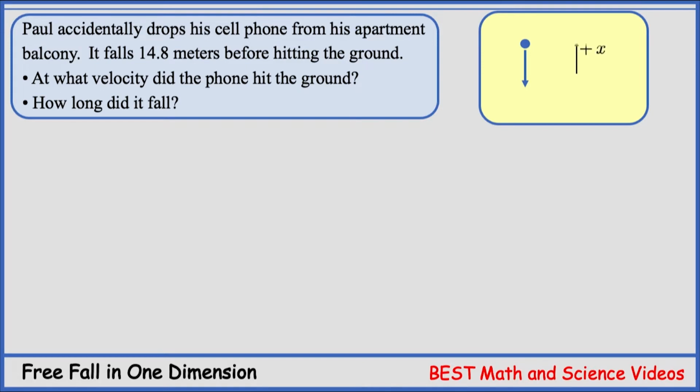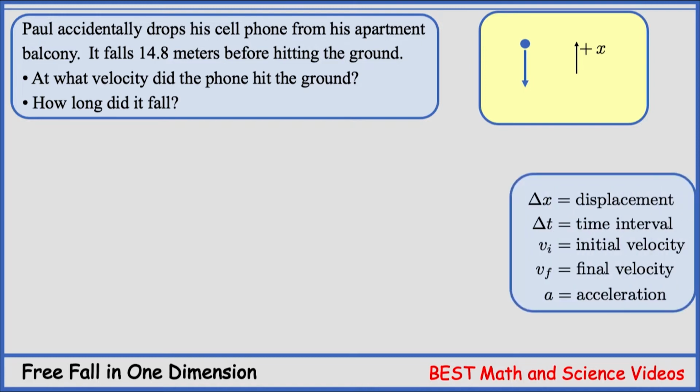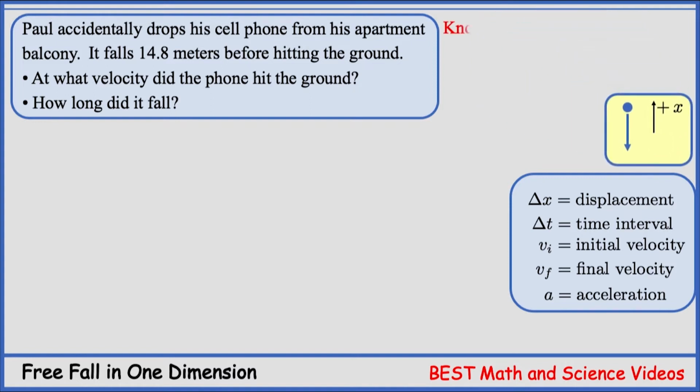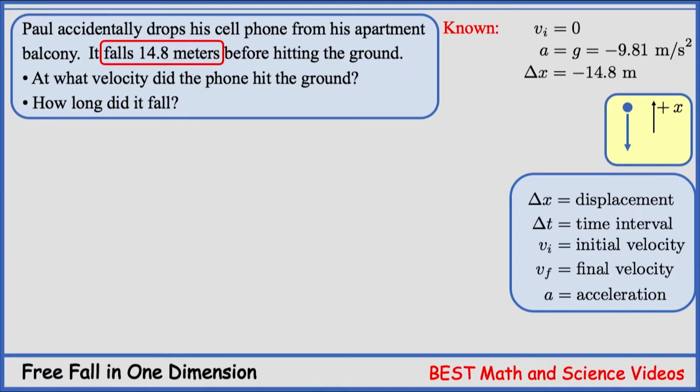Let's choose the coordinate system so that up is in the positive x direction. We can use these variables to describe the situation. Now, consider what information is known. Paul drops the phone. This tells us that the initial velocity is 0. And it also tells us that the acceleration is due to gravity, negative 9.81 meters per second squared. This is negative because we chose upward to be positive. We are also told how far the phone falls. So the displacement delta x equals negative 14.8 meters. This is also negative because upward is positive.